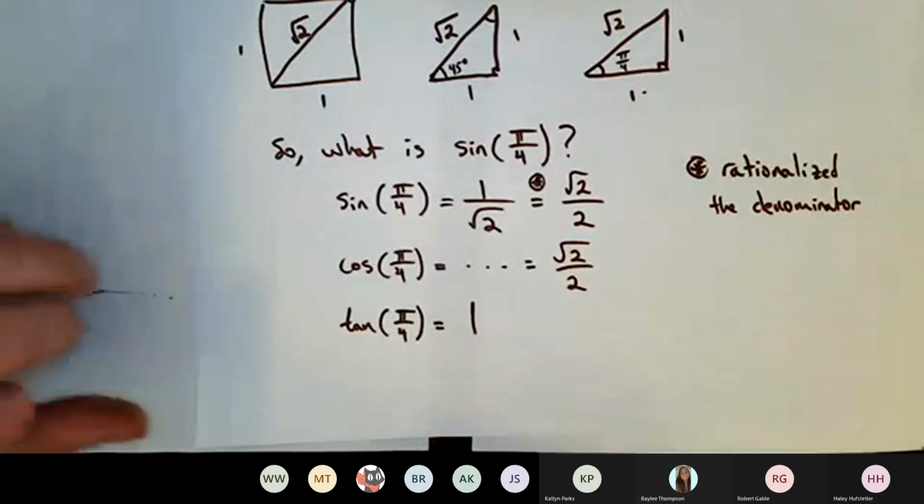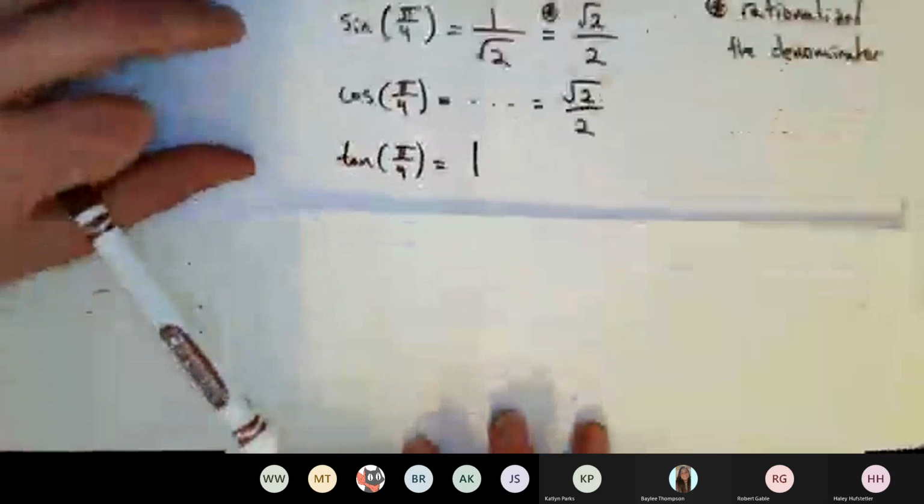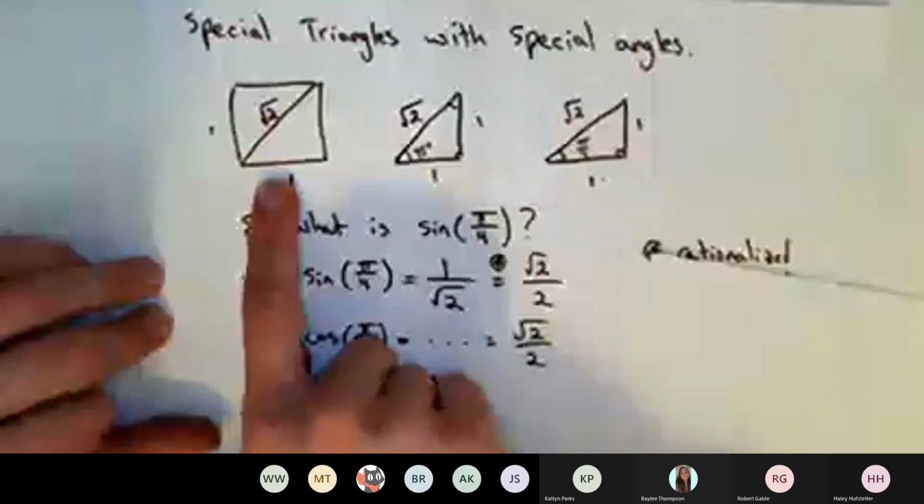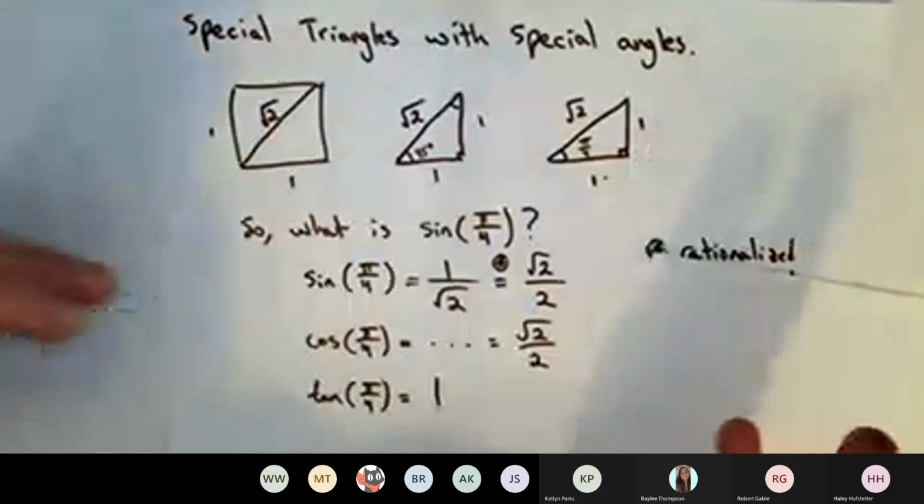All right, next special triangle. So again, why is this triangle special? Because of the way it was constructed. It's kind of historically significant.